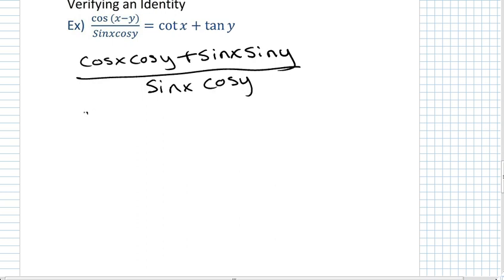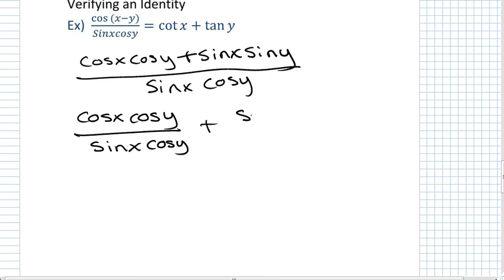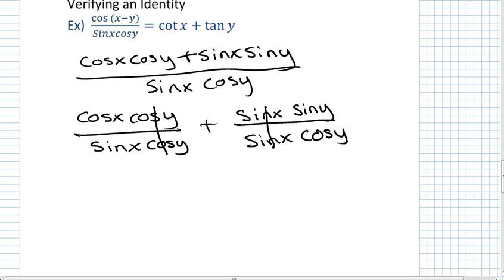Remember, one of the techniques is we can split up a fraction into two separate ones if we're adding, so we can make it two fractions, then we can cancel what they have in common. We'll notice the cosine y's cancel and the sine x's. So I'm left with cosine over sine, which is the cotangent. And I'm left with sine over cosine, which is the tangent. So notice I have cotangent x plus tangent y.